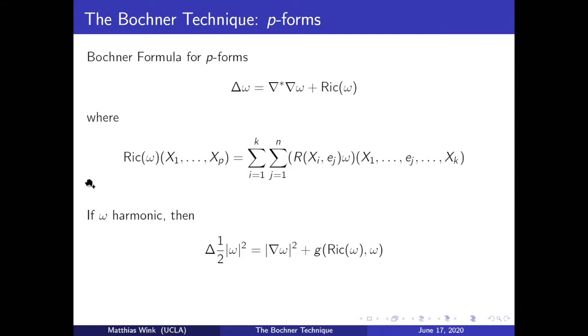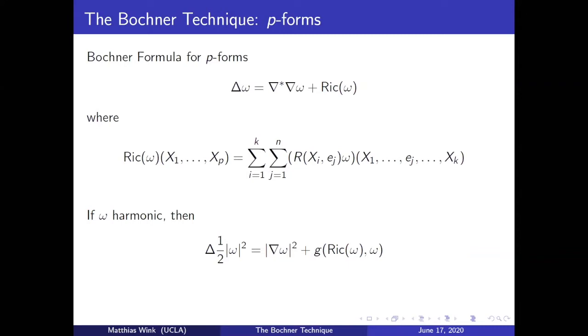Let's suppose we have a harmonic form. Then we can compute the Laplacian of half the norm omega squared. Again, we get the norm of the covariant derivative of omega minus the connection Laplacian of omega. And because we have a harmonic form, we get the curvature term, and this is given by Ricci omega paired with omega itself. And so for one forms, this was precisely the Ricci curvature, and now it's a curvature term that depends on the entire curvature tensor.